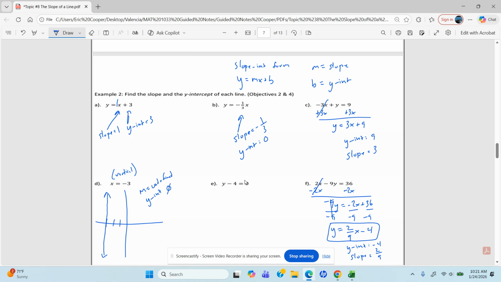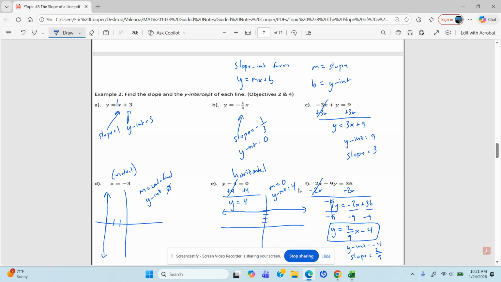Letter E only has a y. So we remember this is going to end up being a horizontal line. We do have to get y by itself to graph it. So I move the 4 to the other side, and I would get y is equal to 4. So as a line, it would look something like this. If it is a horizontal line, we remember that the slope of all horizontal lines is 0. And in this case, the y-intercept is 4. It's going through whatever equals it for y.